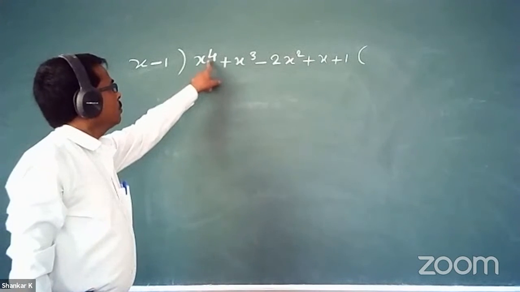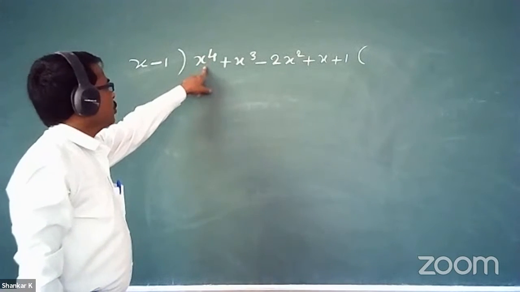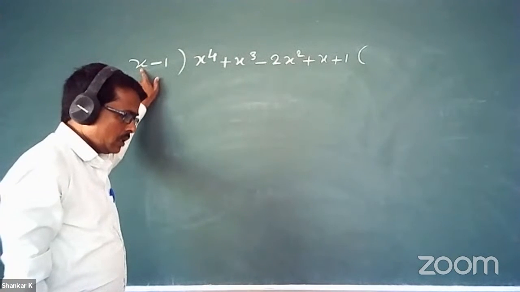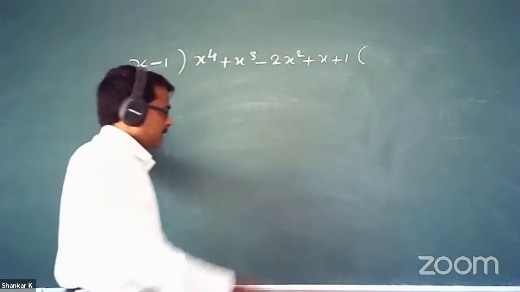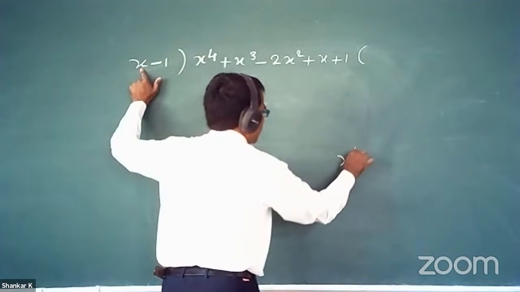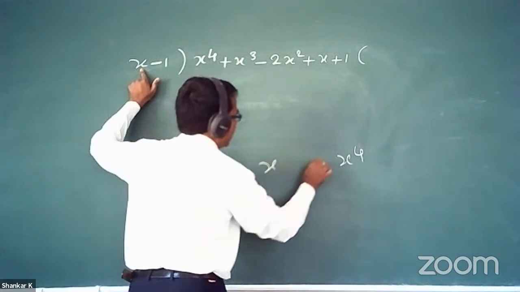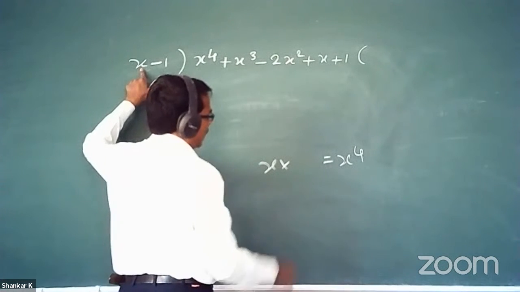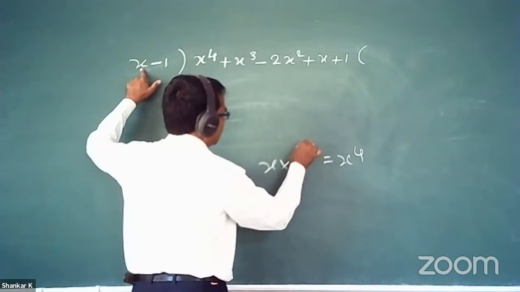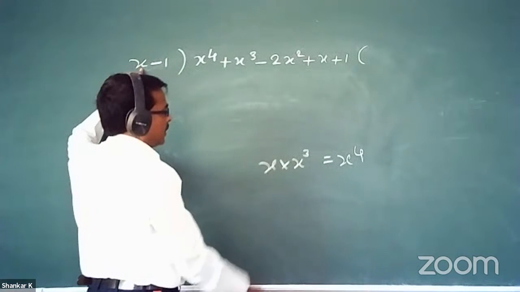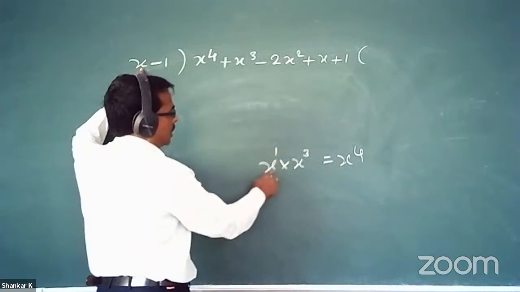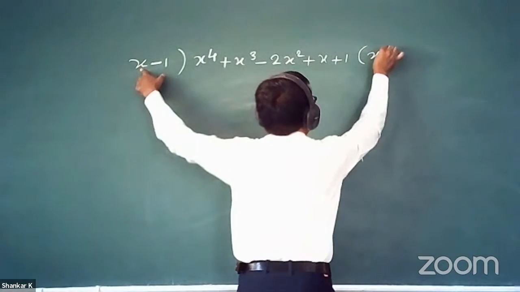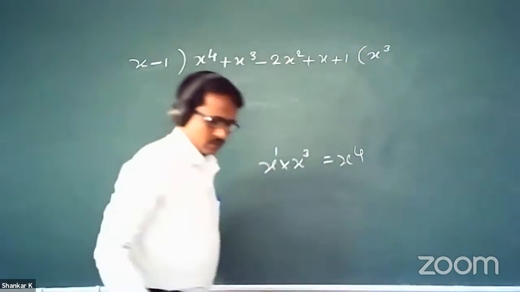x raised to 4. To get x raised to 4, how much should we multiply to x? x cube. Yes, x raised to 1 into x cube gives x raised to 4. So we multiply x by x cube. Okay.